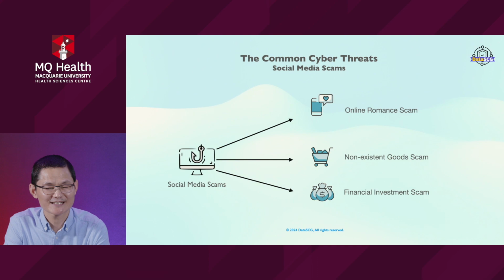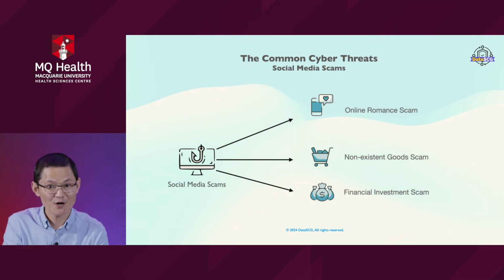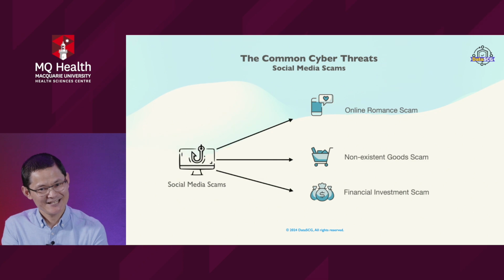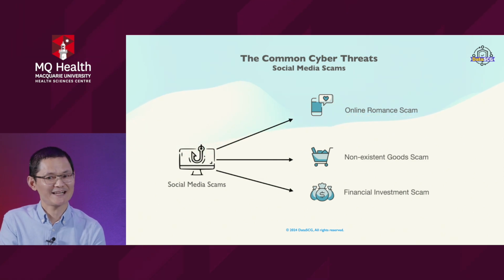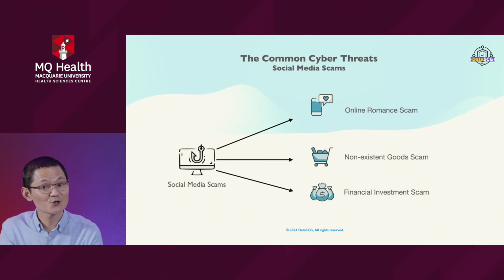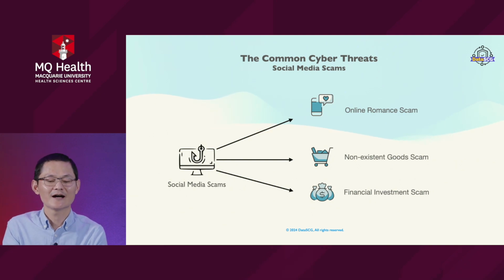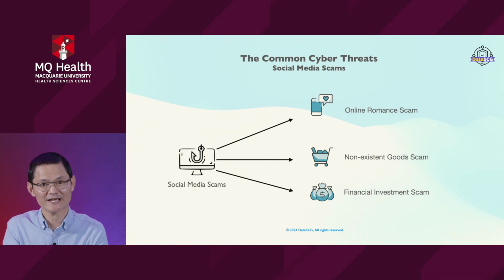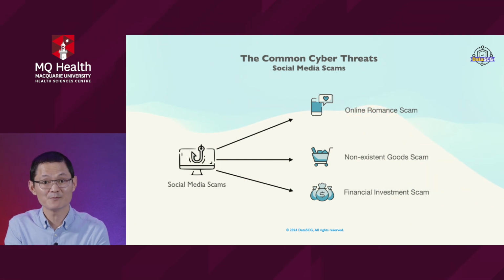Now, let's look at social media scams. There are three common types. The first common one is called online romance scams. Scammers use dating or friendship to get your money and normally go to great lengths to convince you that the relationship is real and manipulate you to get your money. They will leave you broke and brokenhearted.